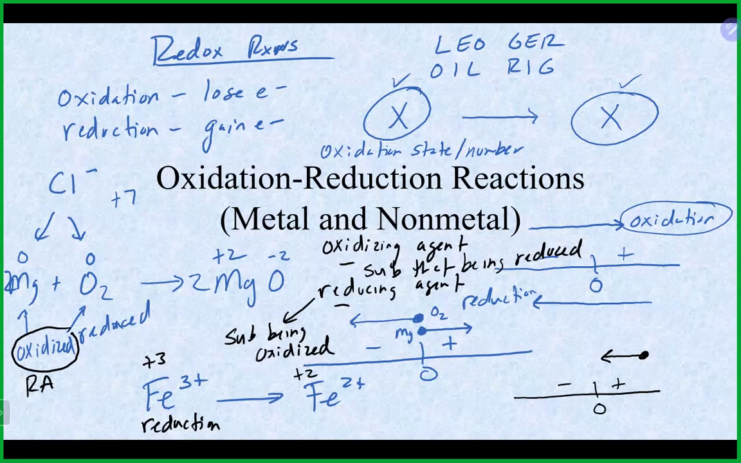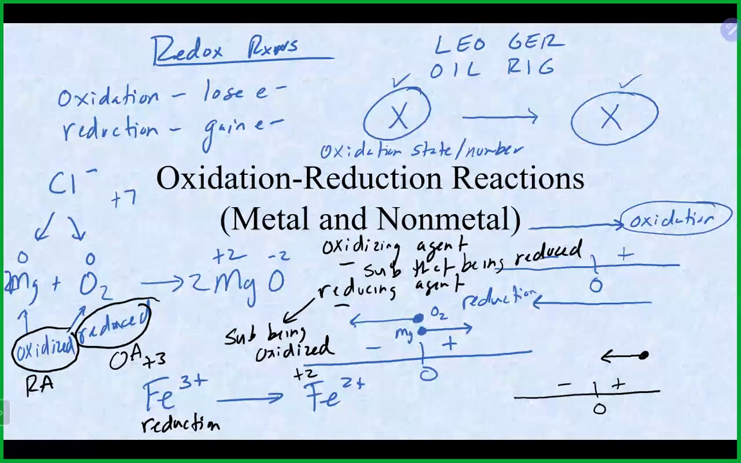Now, when I look at the O2 here, it's being reduced. That would be my oxidizing agent. And the result of that is, in order for it to be reduced, it has to gain electrons. The only way it could gain electrons is it has to cause somebody else to lose electrons. So it causes somebody else to be oxidized.